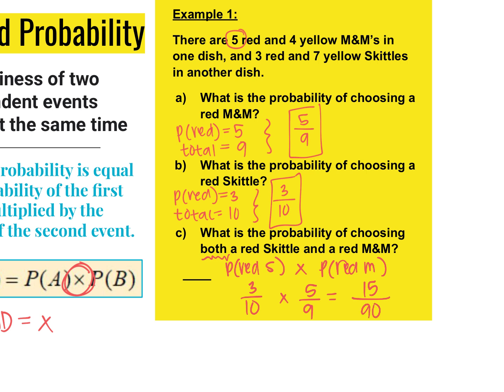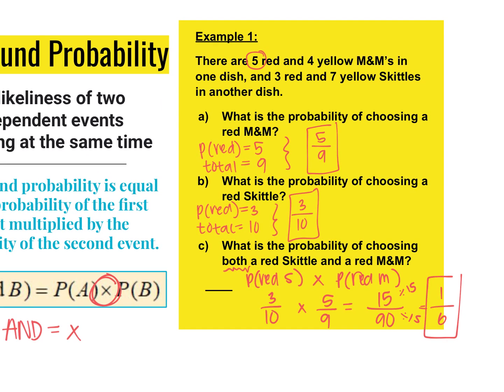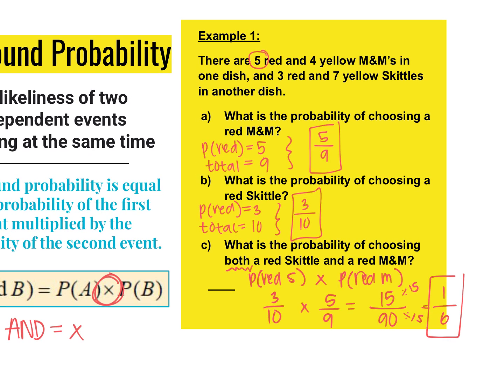Now, we do always want to write this in simplified fraction form, so just double check, see if you can divide stuff out. This one, we can actually divide out 15 from the top and the bottom. So this is a 1 out of 6 probability of being both of those Skittles that are red and M&Ms that are red.